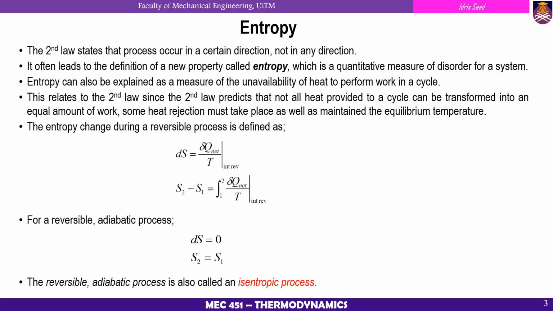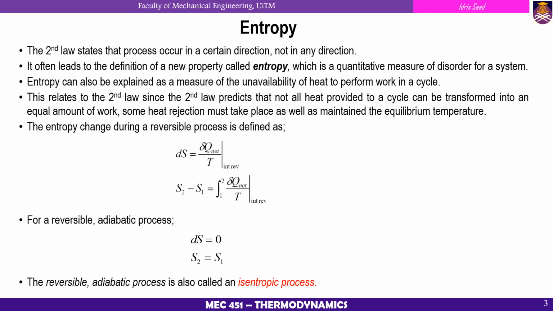That is because the heat needs to achieve its equilibrium temperature before it can perform the work. Also, the second law predicts that not all heat provided to a cycle can be transformed into an equal amount of work. Some heat rejection must take place as well to maintain the equilibrium temperature.